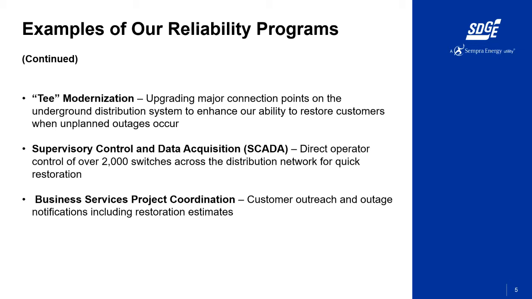Beyond that, we have the business services project coordination. This is basically a customer outreach and outage notification program, including restoration estimates. We know that outage details are, of course, important to our customers. And when the lights are out, everybody wants to know when they are going to come back on. What is the estimated restoration time? So that's the business services project coordination.